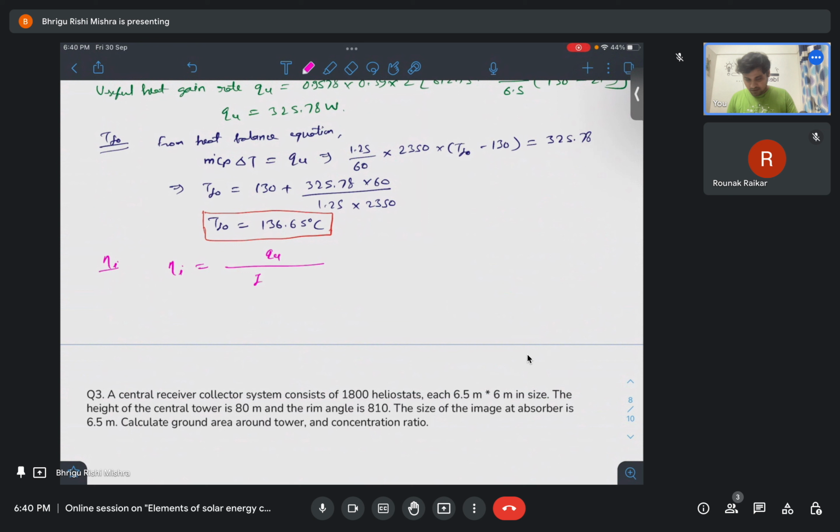I think it is okay, I'll just write the value. So it is 320.578. This is useful heat gain. Now here the total radiation, including beam as well as diffuse radiation, falling on the absorber plate.